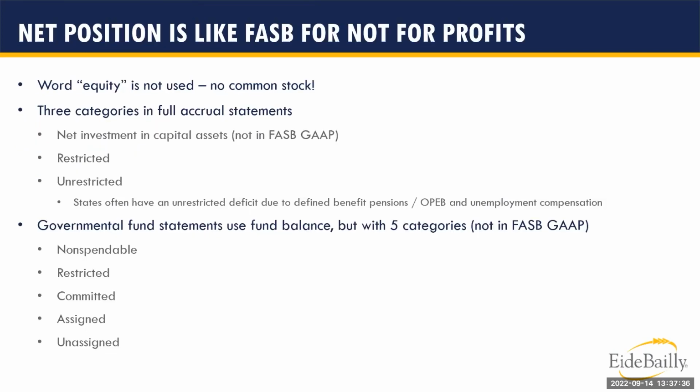Finally, net position is just like the FASB's, but for not-for-profits. There are 3 categories as opposed to 2 for not-for-profits. The third category is called the net investment in capital assets. And this was established due to the nature of capital asset accounting and debt accounting in most state and local governments. Governmental fund statements have 5 categories for fund balance, again, largely due to these funds' operations. And we'll talk about these not only a little bit later this hour, but certainly in October.